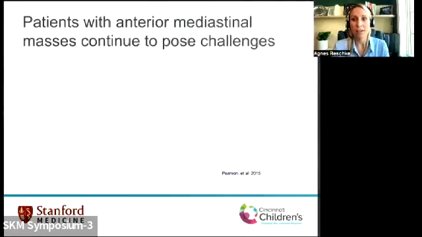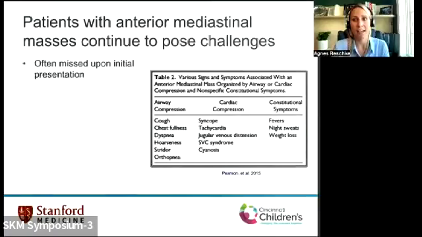As everyone here likely knows, anterior mediastinal masses can be incredibly frightening. They can often be missed on initial presentation, given the subtle ways that they often present. I personally initially missed a relapse of T-ALL that presented with no other symptoms other than having veins on the patient's chest that were slightly more visible.